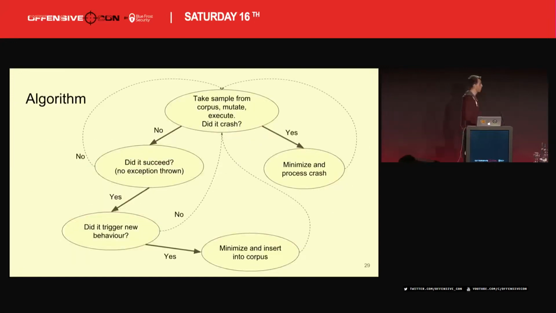So then the core basic fuzzer algorithm looks like this. In each iteration, it takes a sample from the corpus, executes it, checks if it got a crash. If yes, then it minimizes the crash and then continues. If it did not crash, then it checks if it succeeded, succeeding meaning it didn't throw an exception. If it did throw an exception, then go back to the next one. But if it didn't throw an exception, then check if it triggered new behavior, new edges, for example. And if it did trigger new behavior, then again, minimize, put it back into the corpus, and then go back.